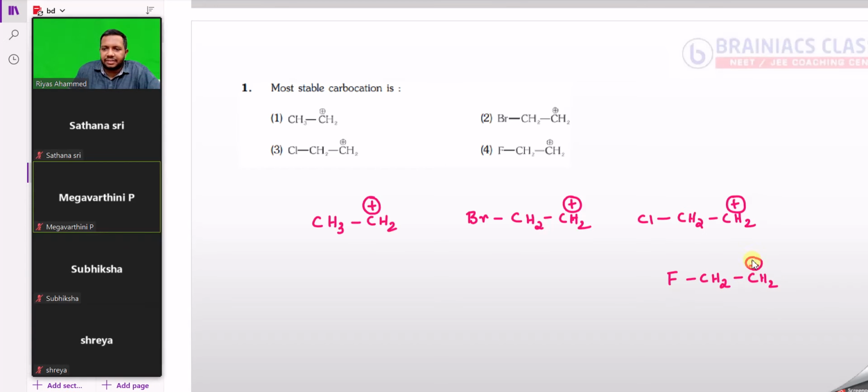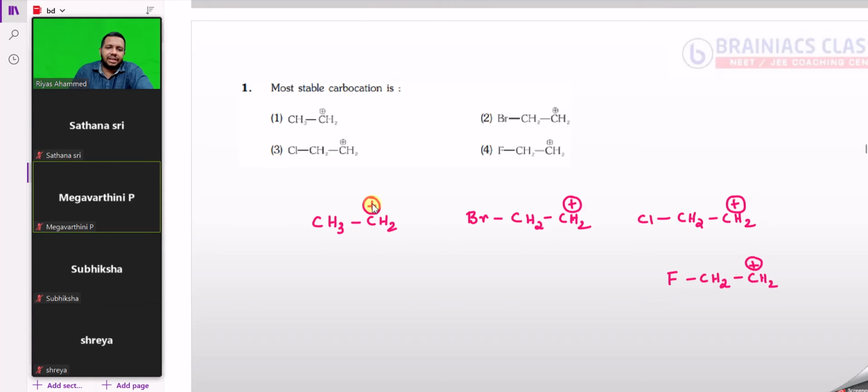Now, who can tell me the answer here? What will be the correct answer? The most stable carbocation is. What is the answer? Can anybody tell? Please feel free to say the answer. Please interact. Then it will help you actually. Okay. So what is the answer?